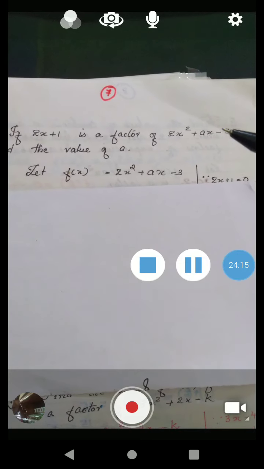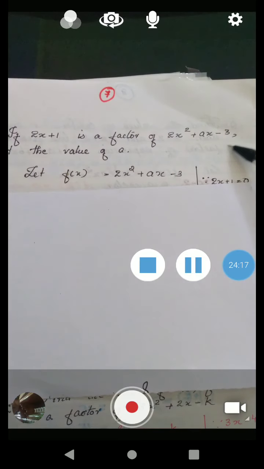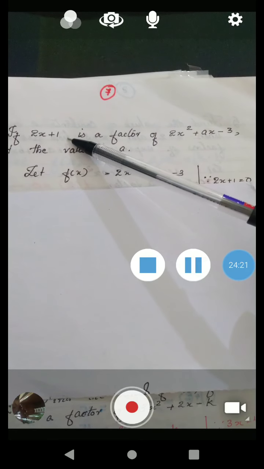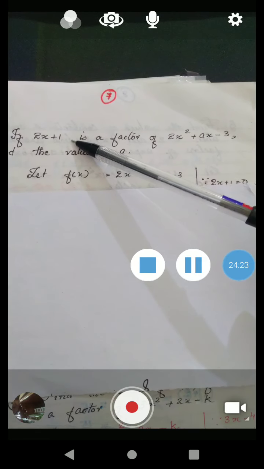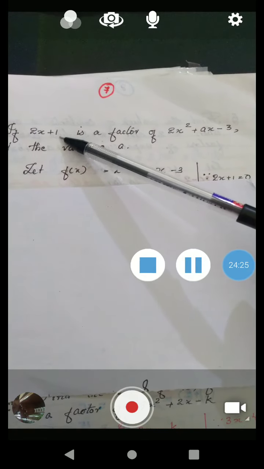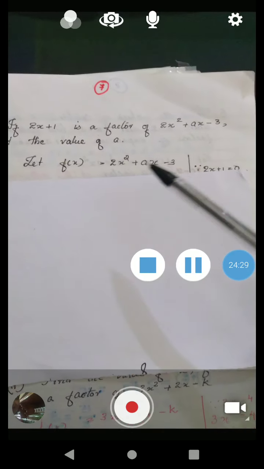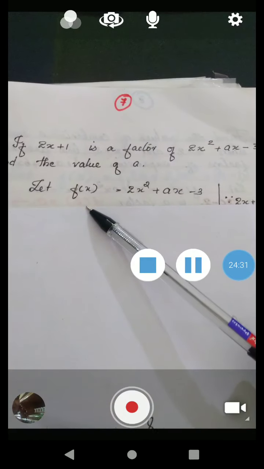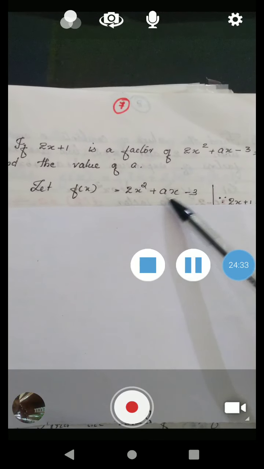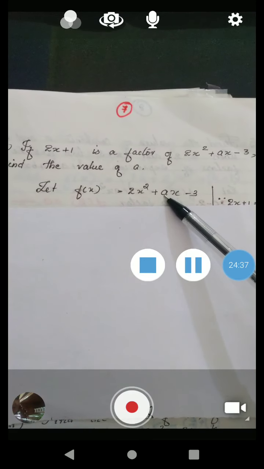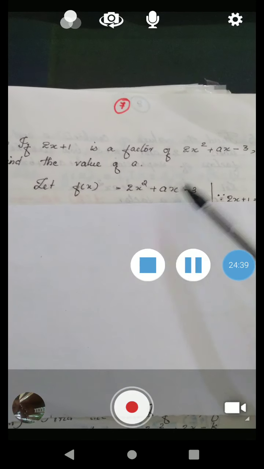Remainder is 0 when this expression is divided by 2x plus 1, because this is a factor of this expression, right? Therefore, we can start. Let f(x) is equal to 2x square plus ax minus 3. We don't know what this constant is. It is a constant.